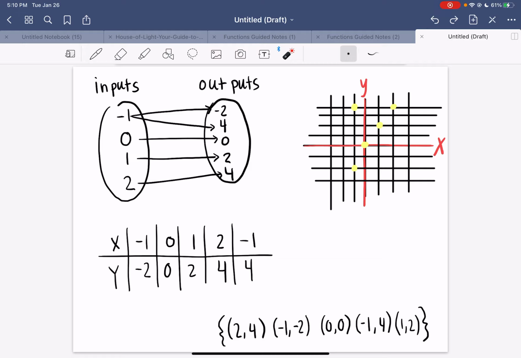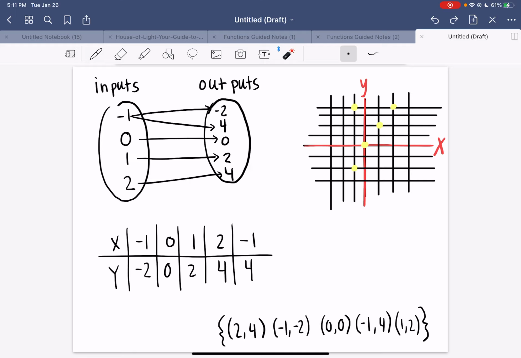So the reason that this here is not a function is because our input, -1, should only produce one output. But in this instance, our input, -1, produced 2 outputs. So even though the rest of these only produced 1, because this -1 produced 2 outputs, that made it not a function. So there are multiple ways that you'll see data represented, and so I just laid it out here.